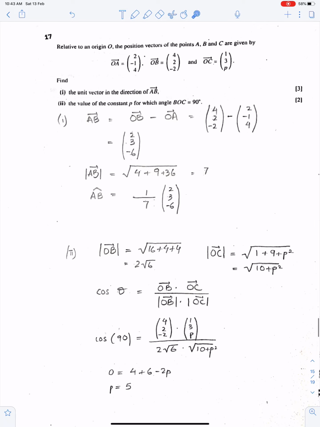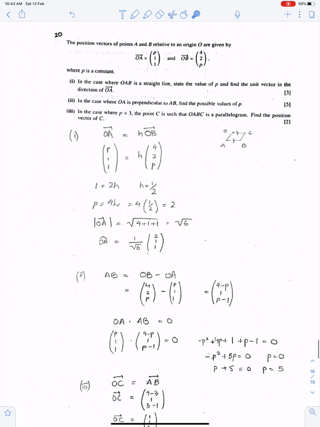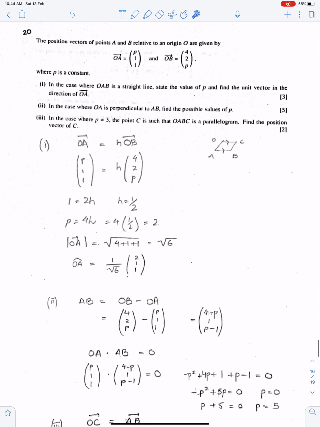This question is simple, so I'm leaving this question. This question is important because of the first part. OAB is a straight line. Whenever it says straight line, then always use collinear points method. Like it's given OAB is a straight line. That means these two vectors OA and AB are multiples of each other.